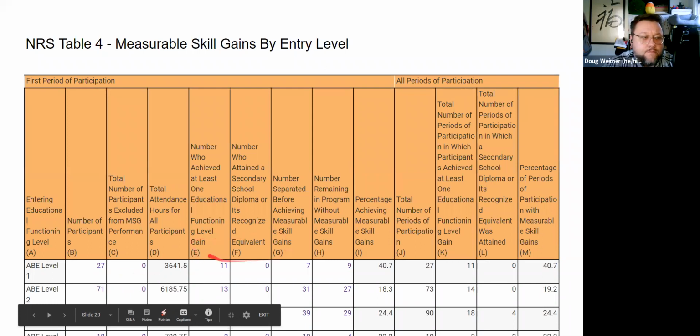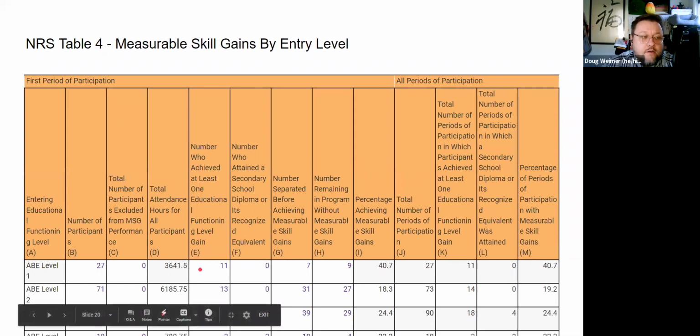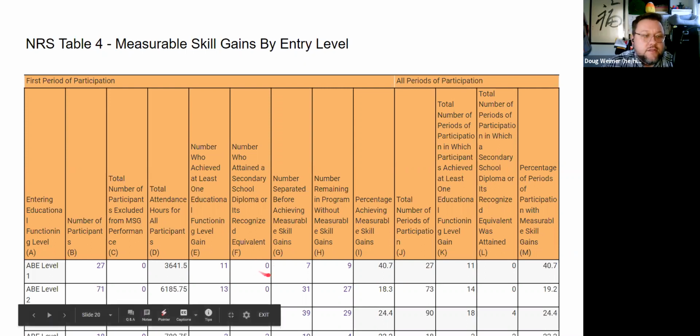And then we have our outcomes. Column E is the number that made an educational functioning level gain. So 11 of these 27 students post-tested at least at AB level 2 or higher. Great. F is the number who attained a secondary school diploma or its equivalent. These are our high school completion students, whether that is through the GED, the HiSET, TASC, the National External Diploma Program, whatever it is that you use. These are the students that have made that high school completion.